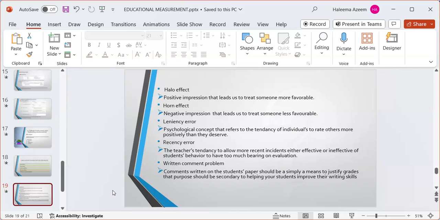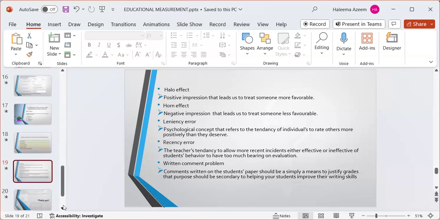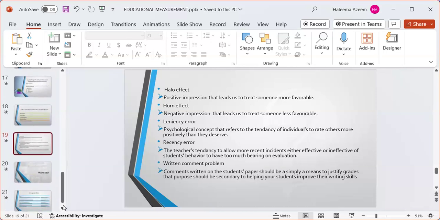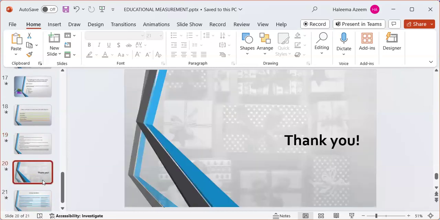Written comment problem means comments written on the student's paper should not simply be a means to justify grades. That purpose should be secondary to helping the students improve their writing skills. This is the end of our presentation. We are group number 5. Thank you, all of you.